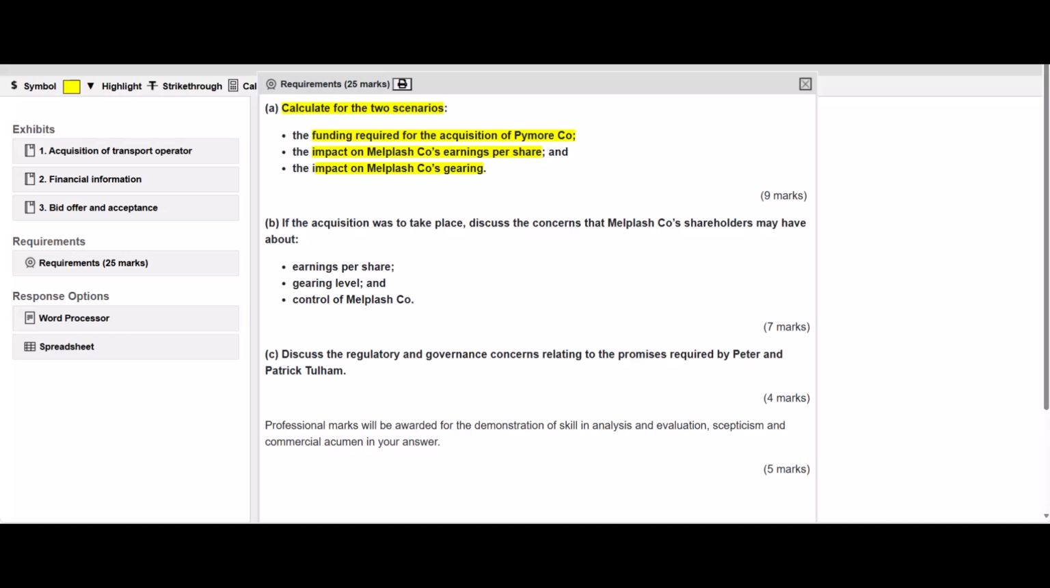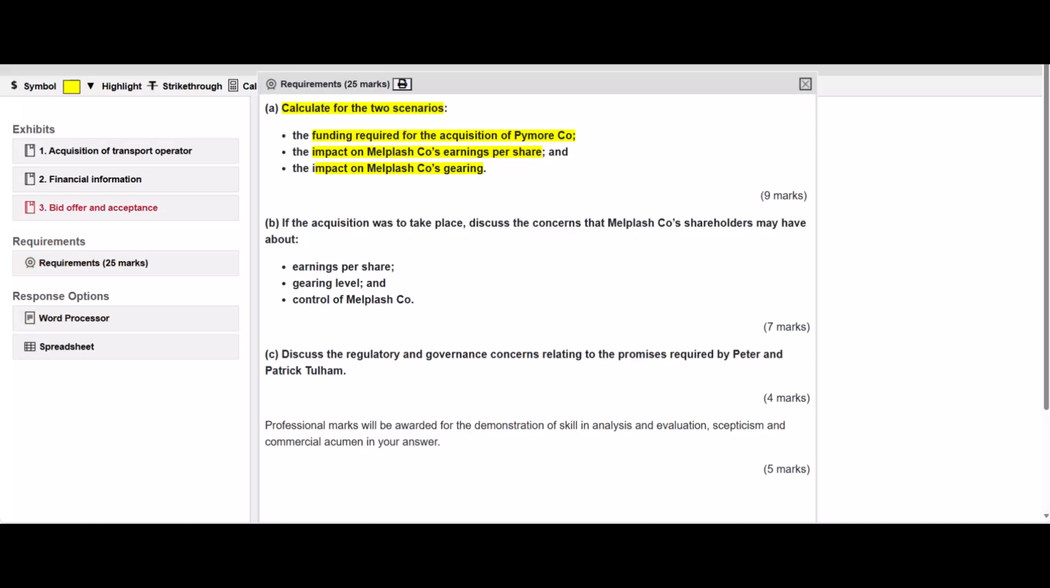And in this requirement, they wanted us to work out the funding required for the acquisition, the impact on Melplash's earnings per share, and the impact on Melplash's gearing. So 3 things to do. Not really a set pro forma to do for this. We've got to react to the information they've given us.